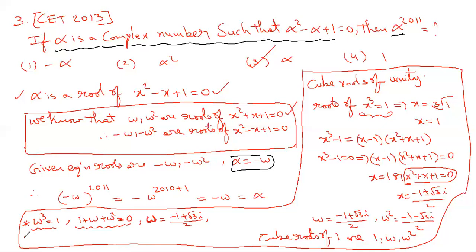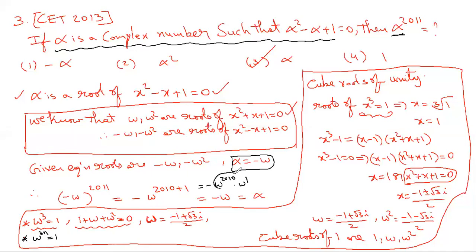So here omega power 3 is 1. Omega power 3n equal to 1. Like how in i powers you have i power 4n equal to 1, here omega power 3n equal to 1. So this is omega power 3n. I skipped one step in the middle. What is that? Minus omega power 2010 into omega power 1.